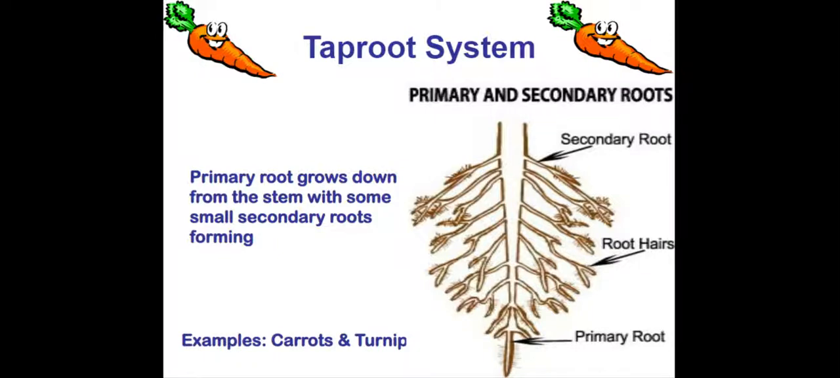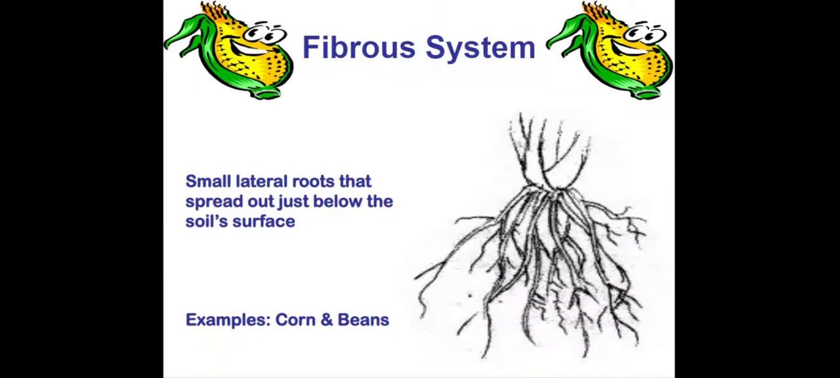A great example of a taproot system is a carrot or a turnip. So just because it's a taproot system doesn't mean we can't eat that root. Chances are we do eat the taproot if it stores food there, like a carrot or a turnip.